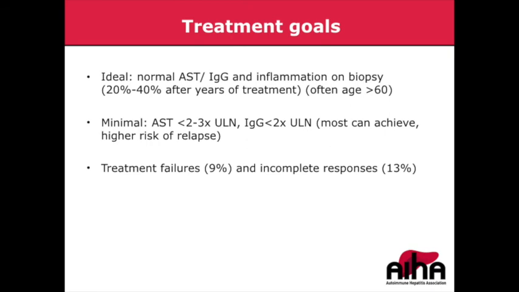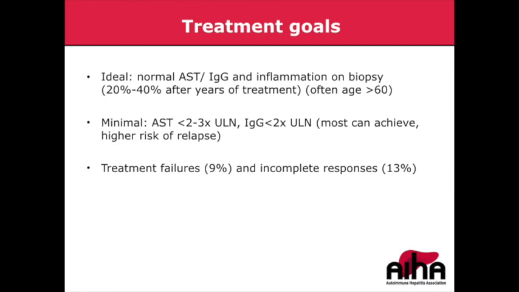And I would say the minimum criteria for a decent response would include these criteria, depending on which studies you look at. They include the AST level less than 2 to 3 times the upper limit of normal, IgG less than 2 times the upper limit of normal. I would say that's a little generous, but that's what's out there. Having said that, folks that achieve these minimal criteria but not the ideal criteria are at increased risk of relapse if they withdraw medication. So it does say something about the underlying condition and the odds of being able to come off therapy if you cannot achieve a complete biochemical and histologic remission.